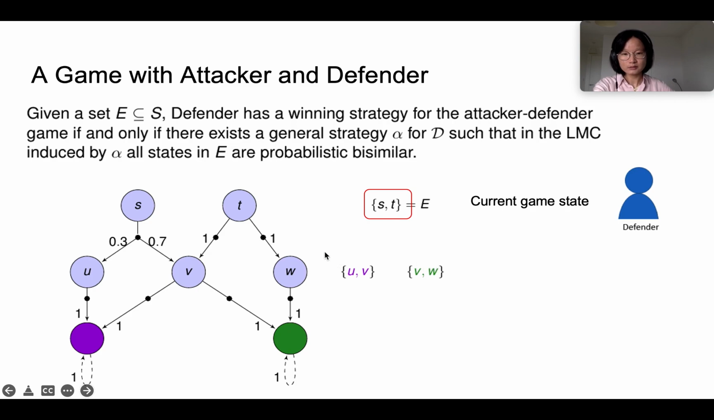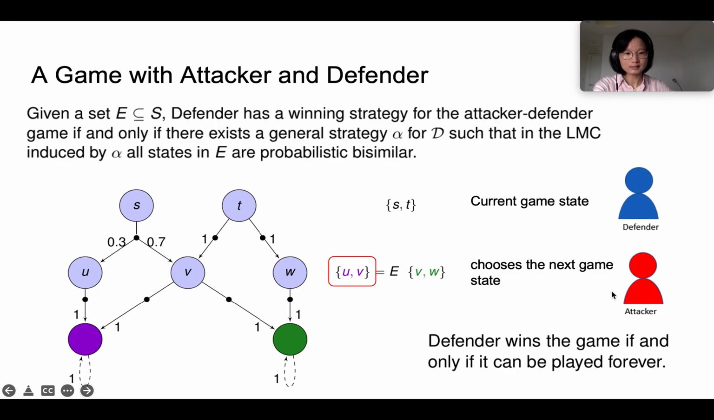Secondly, the defender also needs to show that for every state in E, there is a local strategy such that the probability distribution from each state in E to the sets is the same. So from S to the purple set, it is 0.3, then to the green set, it is 0.7. And also defender could show that there is a local strategy for T such that the probability to the green and the purple set is 0.7 and 0.3 respectively.